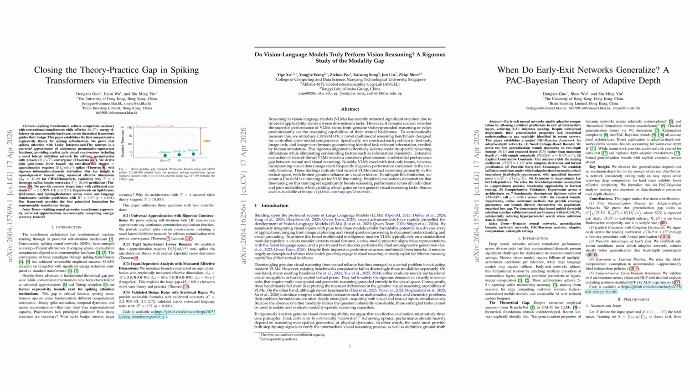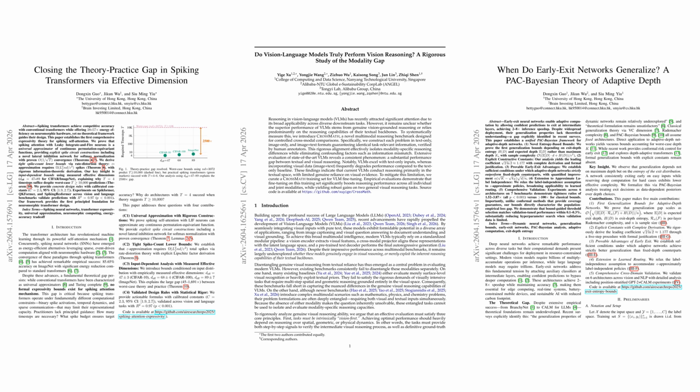Today's episode dives into three very different but deeply connected frontiers of AI: how spiking transformers can finally bridge the gap between elegant theory and practical efficiency, why vision language models still struggle to truly reason over images, and when early exit networks can generalize better by adapting their depth on the fly.